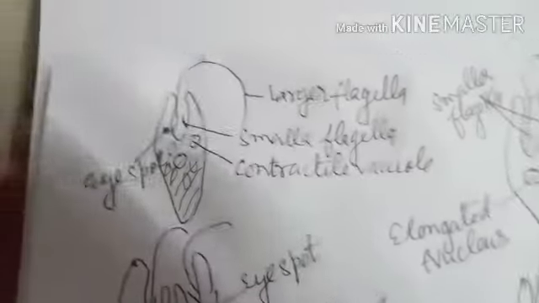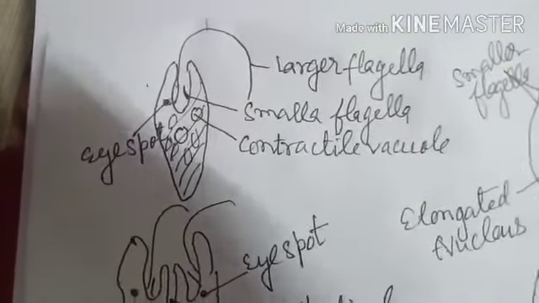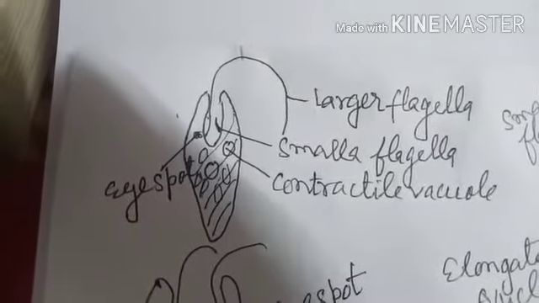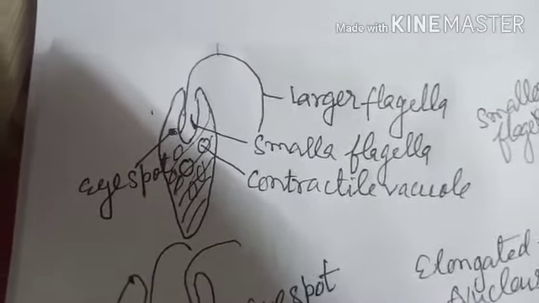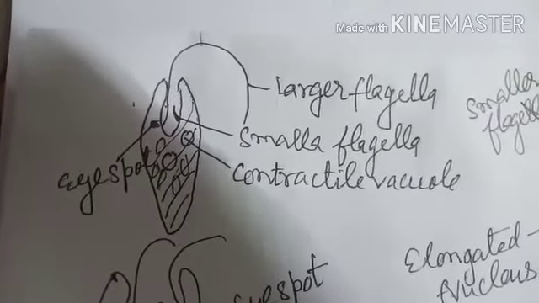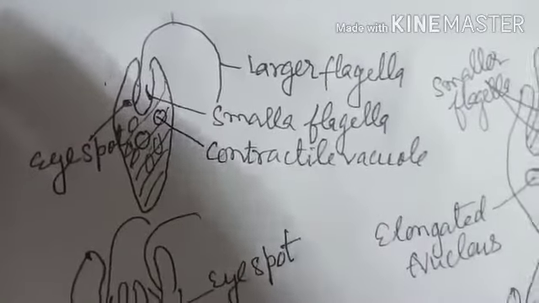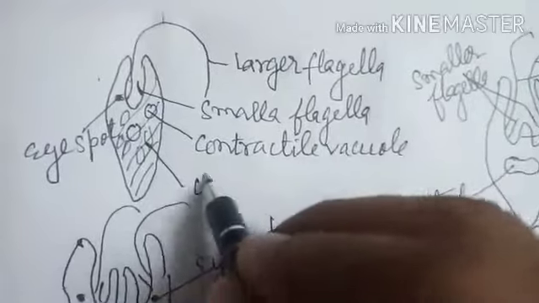Once again, see this diagram. This was the euglena having larger flagella, smaller flagella, contractile vacuole, eye spot, nucleus and chloroplast.